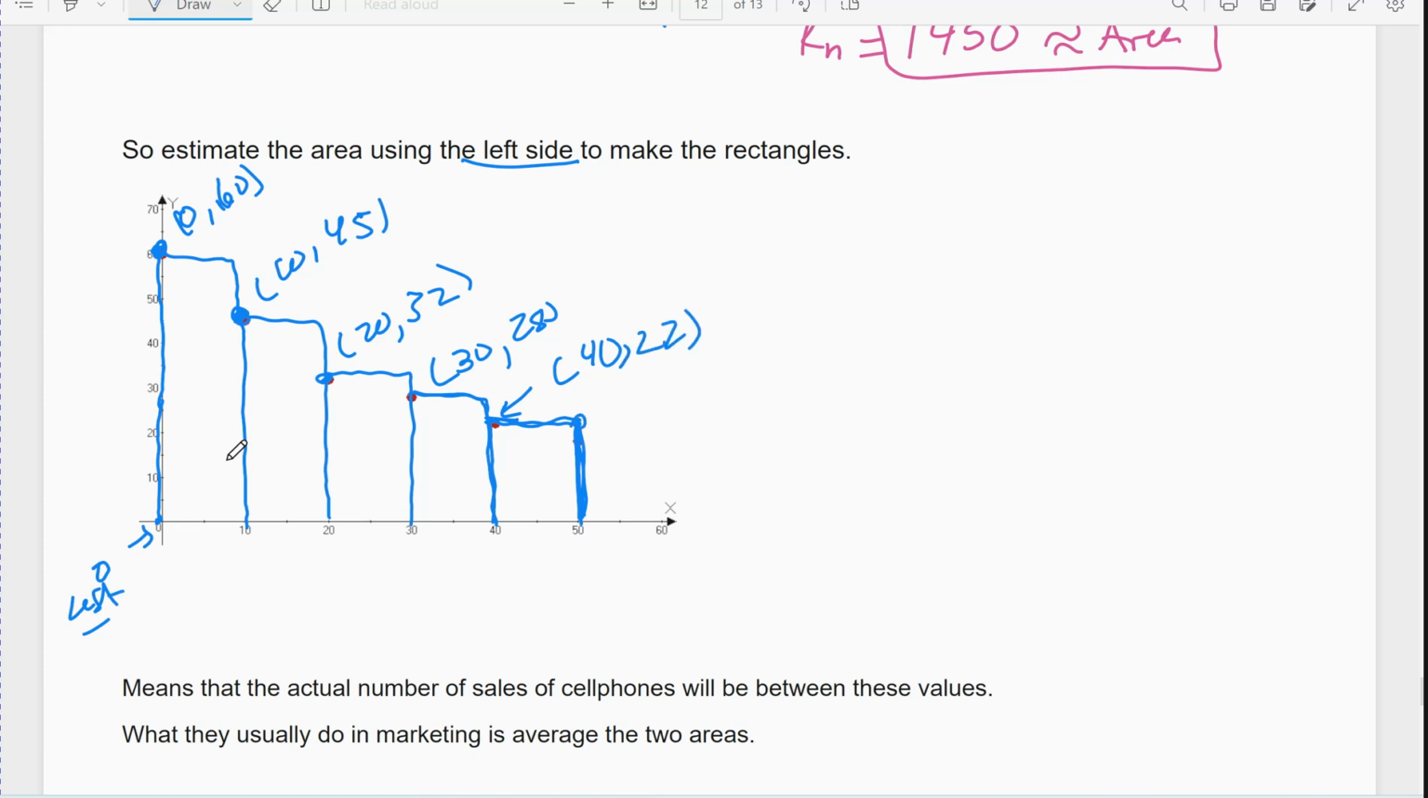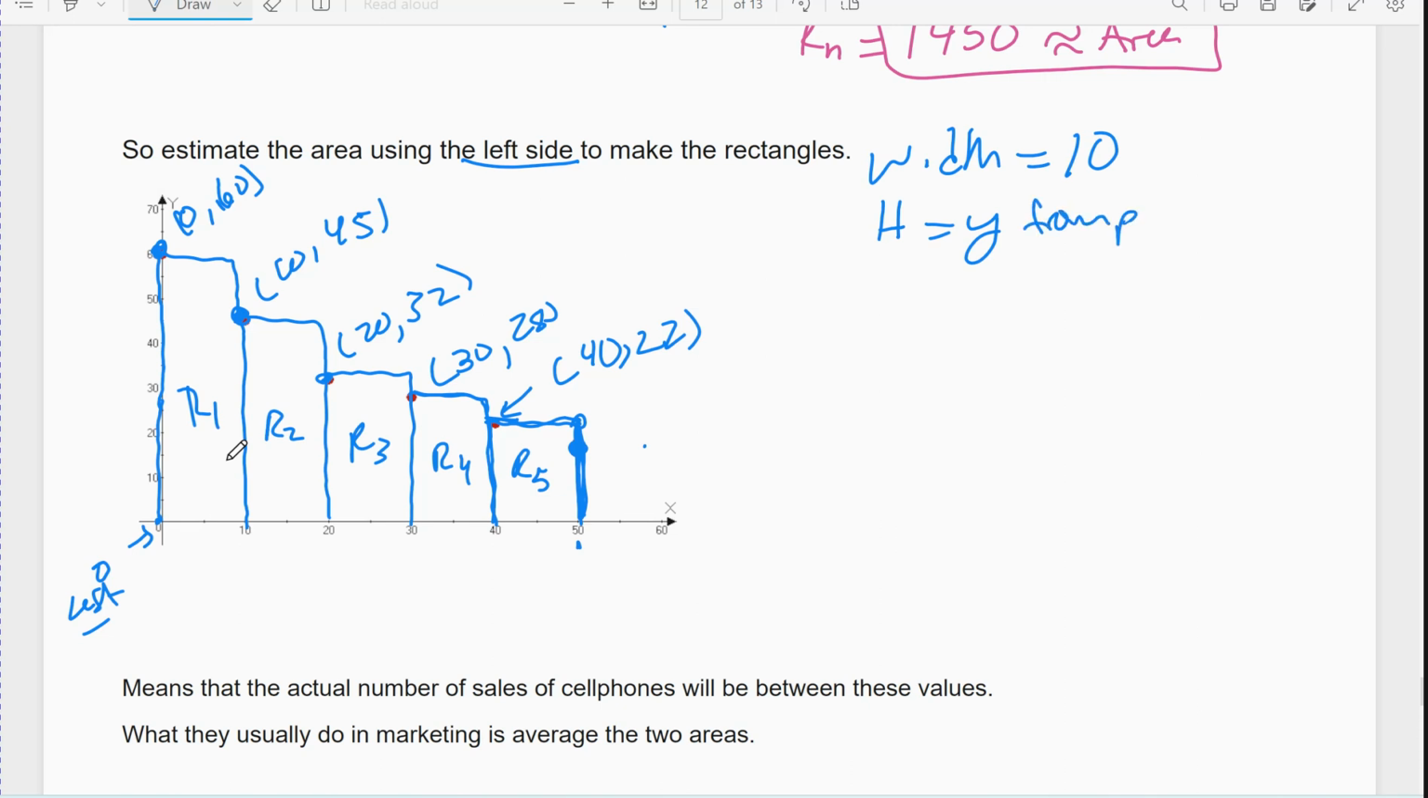We don't use the 50 because the 50 doesn't make another rectangle, right? This is my edge. I stop at 50. All right, so there are my 5 rectangles. So rectangle 1, rectangle 2, rectangle 3, rectangle 4, and rectangle 5. The width is still 10, right? That's the base. The height is still the y values from each of the points that we used.